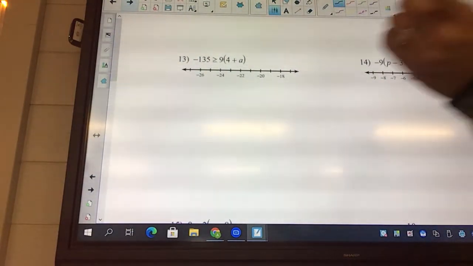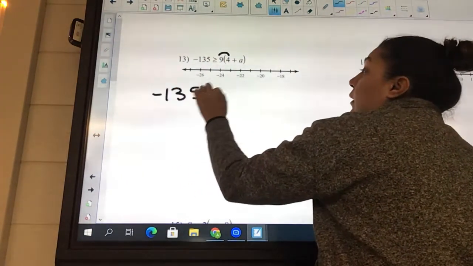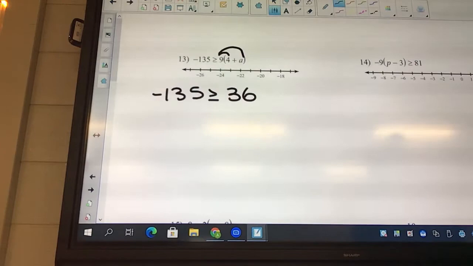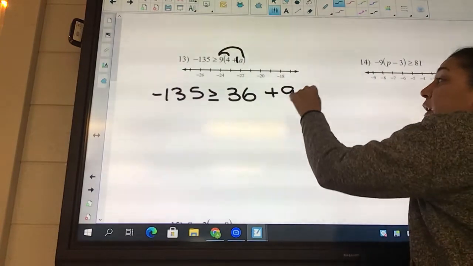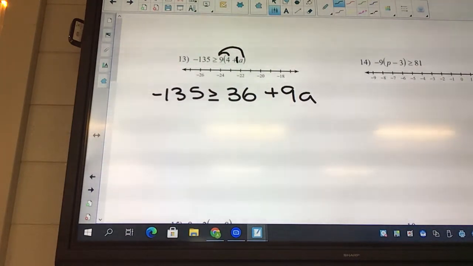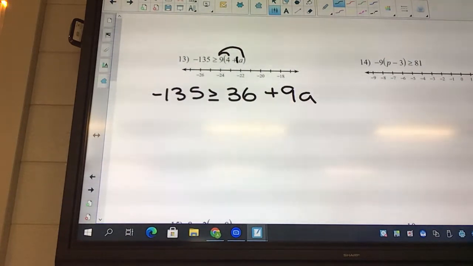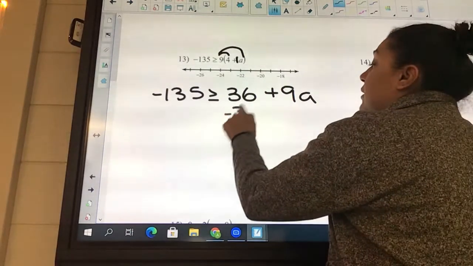We need to distribute first. Okay, so 9 times 4. It's gonna be 36. 9 times what? Times 1. Okay, there's a 1 in front of this A. So 9 times 1 is 9, and there's 1A with it. Okay, and then what do we need to do first? Minus 36. Yep, minus 36.